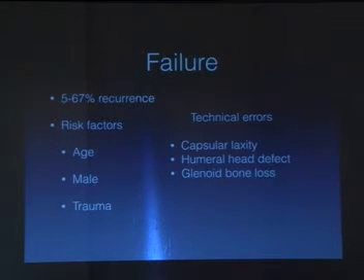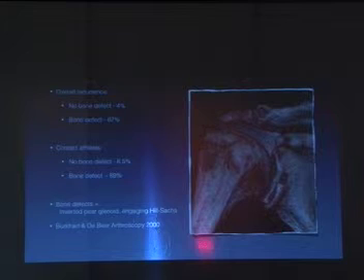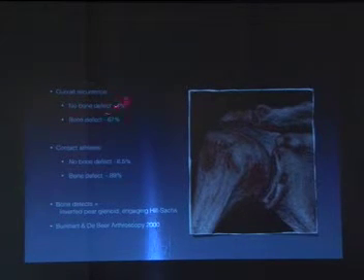If you look at the literature, there is still a failure rate of about 5 to 67%. Probably the 67% is us. We are not doing the appropriate operation in the appropriate patient. The risk factors are age, gender, and trauma, but also these things: are we adequately addressing them? If you split this further from Burkhardt and De Beer's work, if there's no bone defect, you've got only 4% recurrence. If you've got a bone defect, you've got 67%. And if you've got a contact athlete, everything else goes up by about 1.5 times.